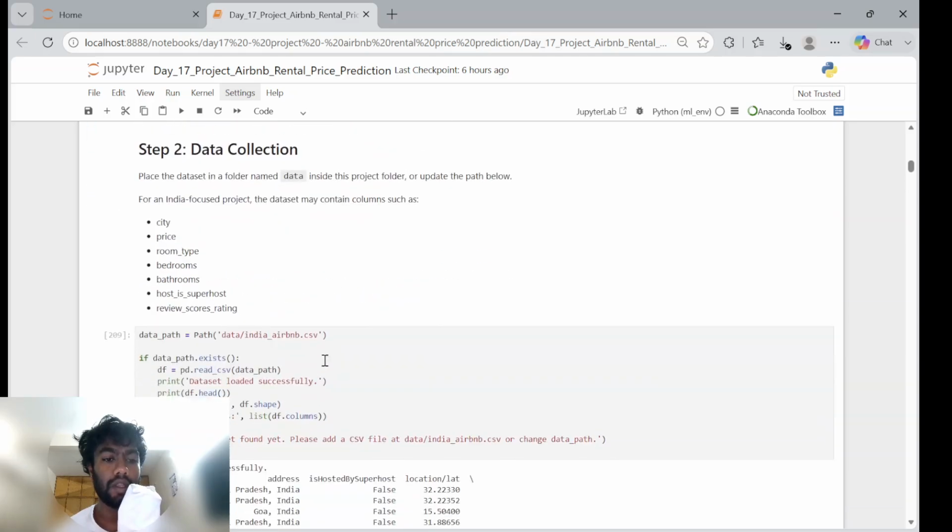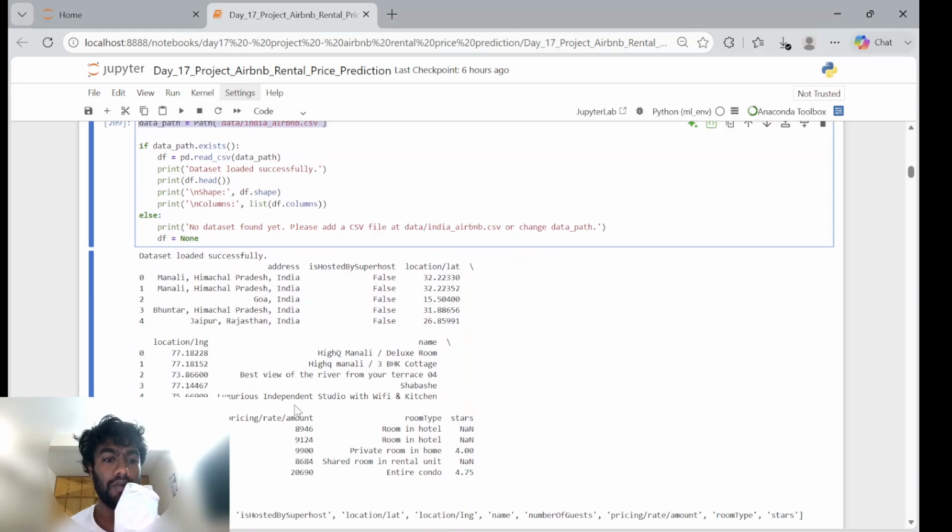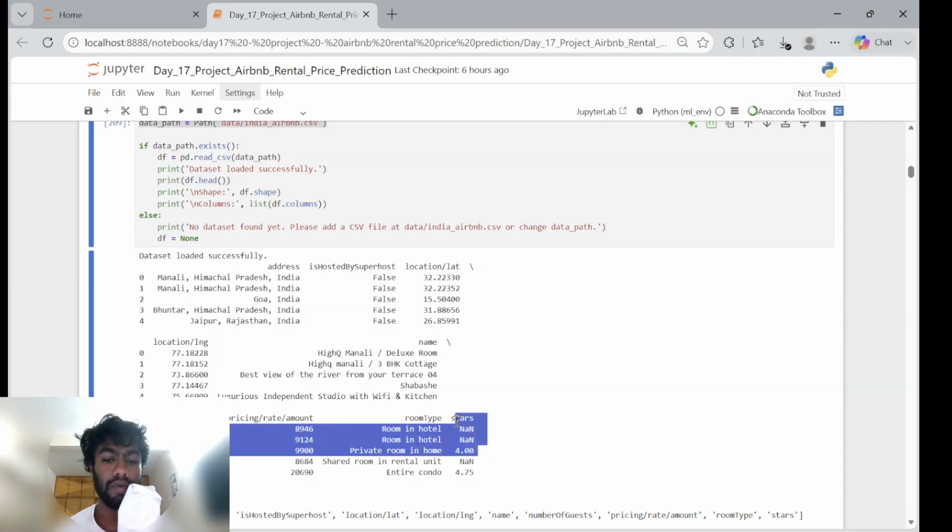So here we start off with importing the Airbnb dataset, and the way that this dataset looks is it has an address and is hosted by a superhost, meaning an Airbnb host hosts this specific property, or a local host, or a private person hosts this property, right? So that's the meaning of it: location of latitude, longitude, name of the host, number of guests that can be accommodated, pricing rate or amount per night, room type, and the number of stars. Here we see some missing values. So that's something that we are going to pre-process.